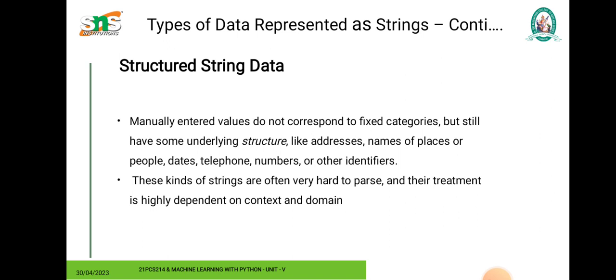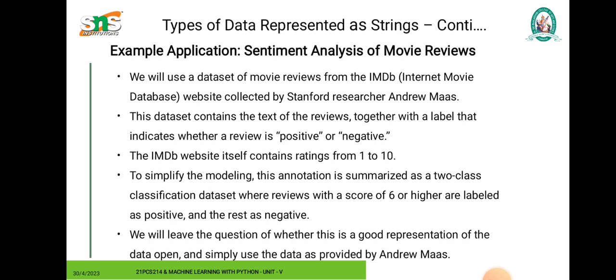Next, let us see the example for this. That is sentiment analysis of movie reviews. We will use a dataset of movie reviews from IMDb, the Internet Movie Database website, which was collected by Stanford researcher Andrew Maas. This dataset contains the text of reviews together with a label that indicates whether a review is positive or negative. So here we have only two values, positive or negative. So it is called a categorical variable.